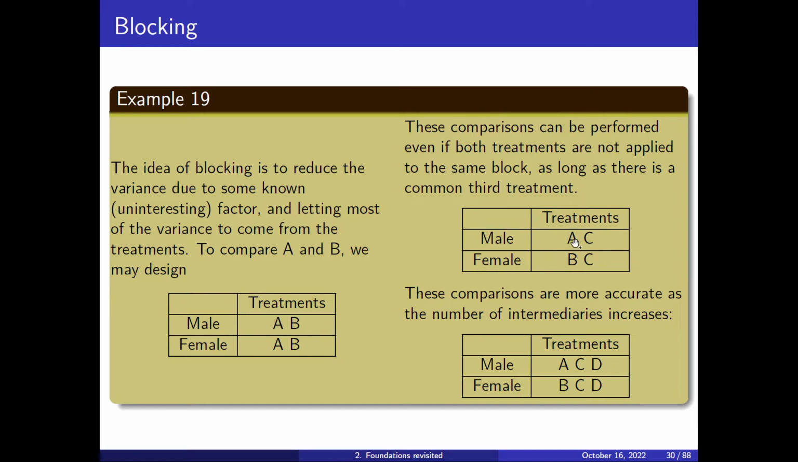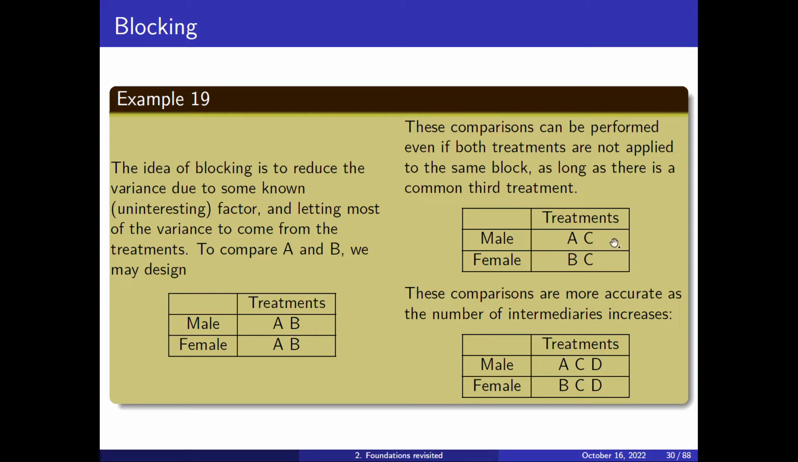So males will see A and C, females will see B and C, and then you have the common treatment C that will help you to relate the effect of A and B. There is an assumption here. The assumption is that the effects of A, B and C are similar, and they use the same kind of cellular and molecular mechanism. So by seeing C in common, you can extrapolate what would be the effect of A onto the other block. We will see that.